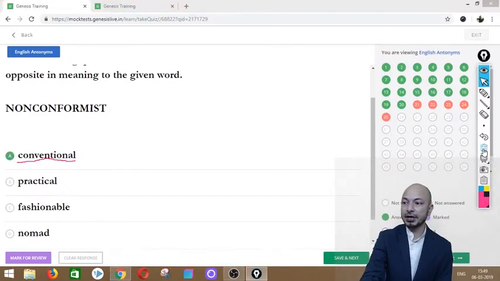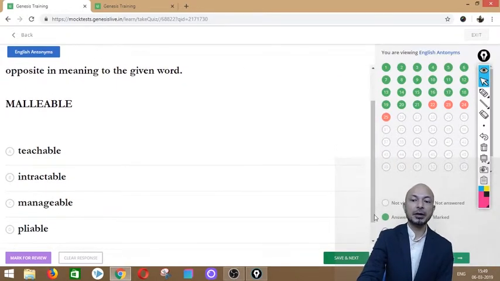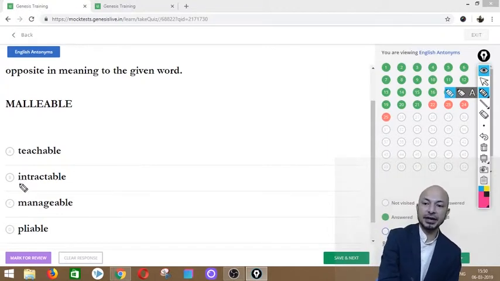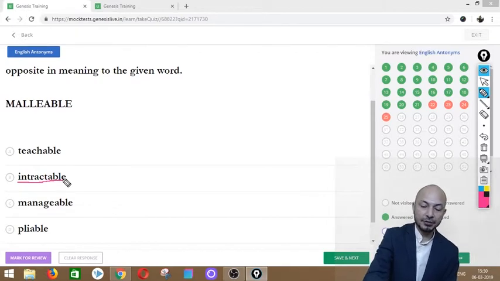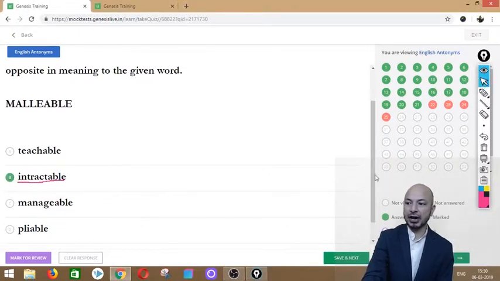Option A, we say. On to question number 22, the word is malleable, and the options given are teachable, intractable, manageable, and pliable. And the correct option is going to be option B, which says intractable. Malleable is something which can be easily changed, easily managed, easy to influence. Intractable is something which is very hard to control. So they are opposites, we can see, and our antonym for malleable is option B, intractable.